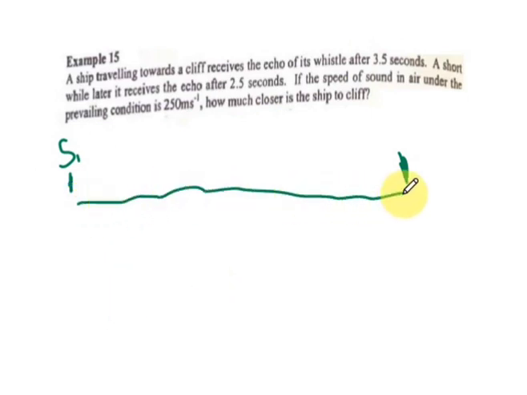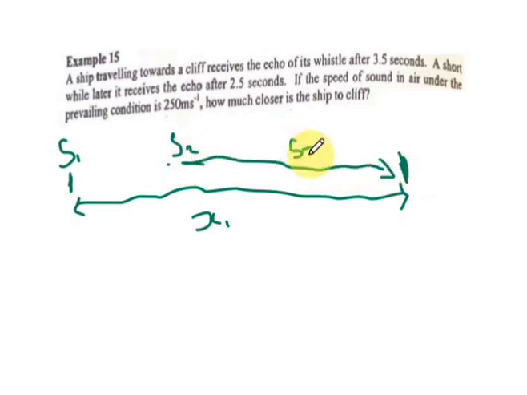A ship traveling towards a cliff received the echo of its whistle after 3.5 seconds. A short while later, it received the echo after 2.5 seconds. If the speed of sound is 250 meters per second, how much closer is the ship to the cliff? So let's have the ship. Let's say this is x1 and the wall is on the other side. Now let's assume the distance between the ship and the wall is x1. Now that's the first position. Then at some distance from the wall, let's call the distance x2.